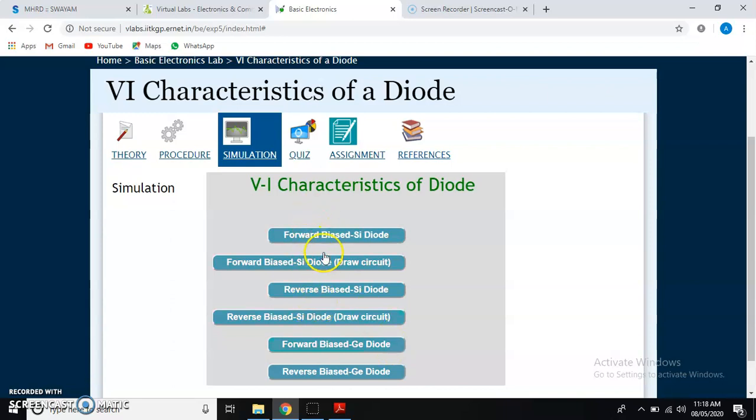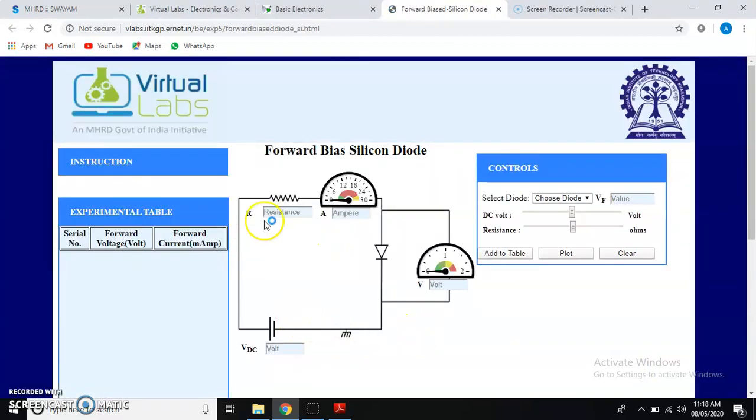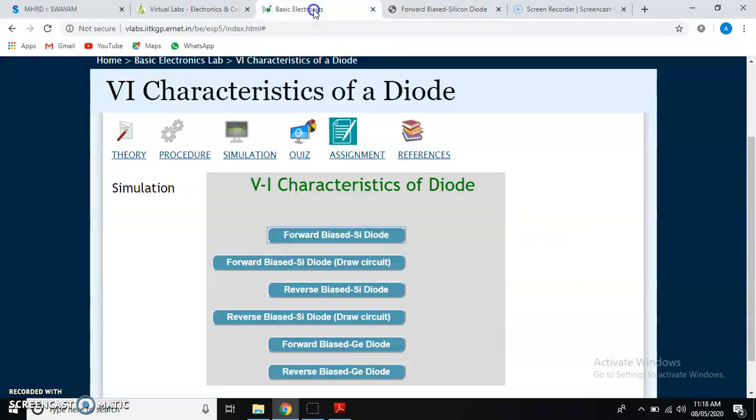Again in the silicon diode there are options. The first and third are the options wherein the circuit is already built, we just have to set the values and perform. Whereas in case of the second and fourth, circuit designing facility is also given. So let me open this first tab, forward biased SI diode. So here if you see, the complete circuit is already designed, we just have to set the parameters and take the readings.